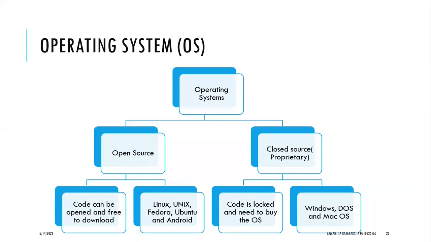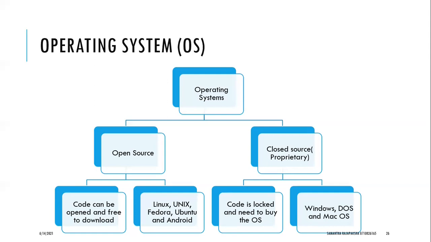Then what do you mean by open source? Open source means the program code can be opened and you can see what data structures and algorithms are inside the code. Open source operating systems you can always download from the internet freely, and you can open the code and see what data structures and algorithms are available. That is what we call open source. Closed source means they are not available to download freely from the internet. You have to buy. Still, the code is locked. You can't open and see the data structures and algorithms.